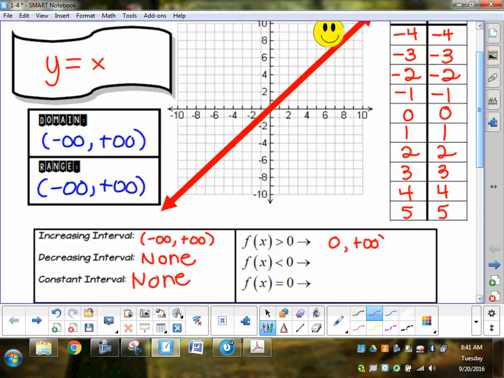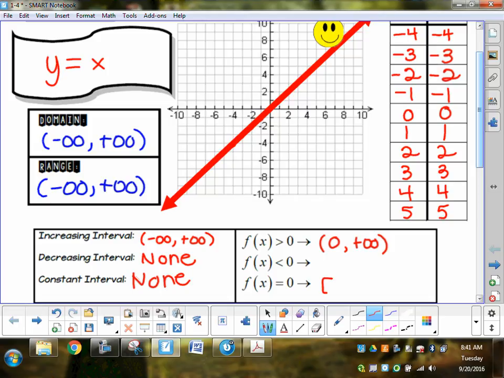Now, what goes here? Parentheses. Because where is the function equal to 0? Hands up, please, if you can answer that. When is the function equal to 0? Over what interval? Just at 0. So we'll put a bracket with the 0.